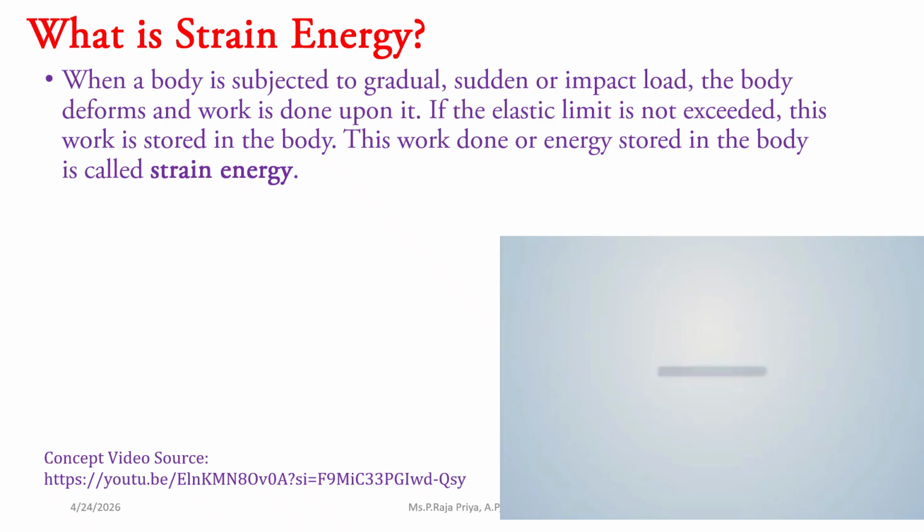I have mentioned that the loading may be gradual, sudden, or impact loading. The difference between sudden and impact load is that impact load is a load which is applied from a height. When a load is dropped from a certain height, it is called impact load. So we'll see what the strain energy stored in a body is due to these three different kinds of load.